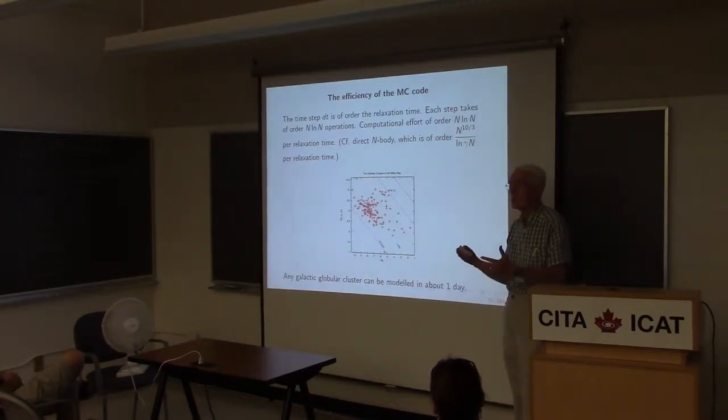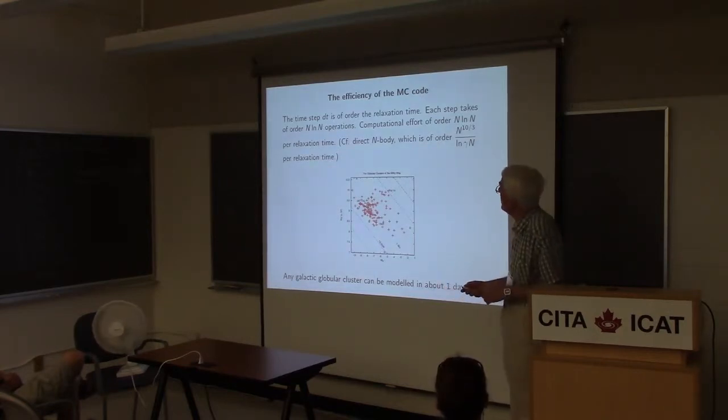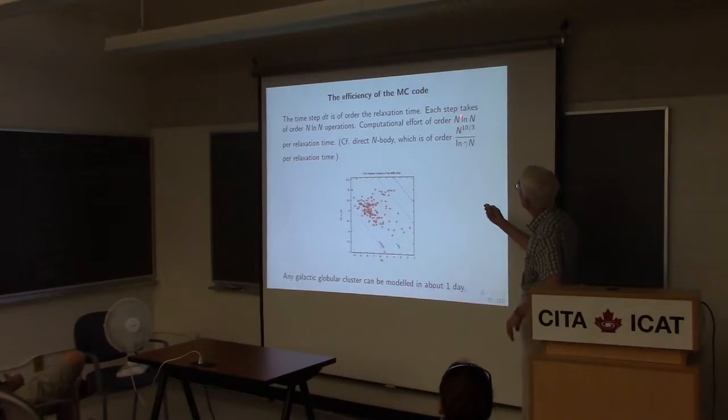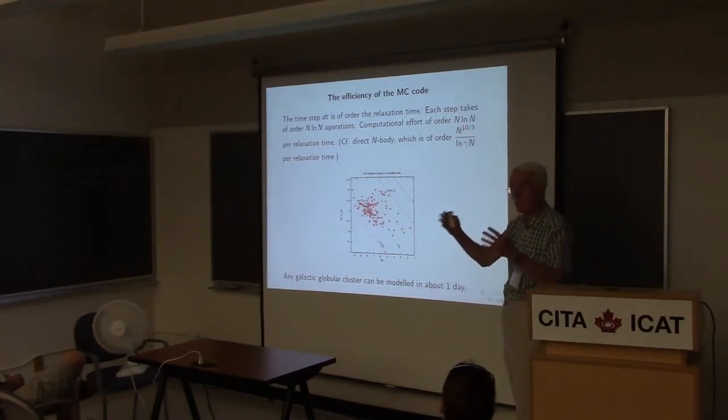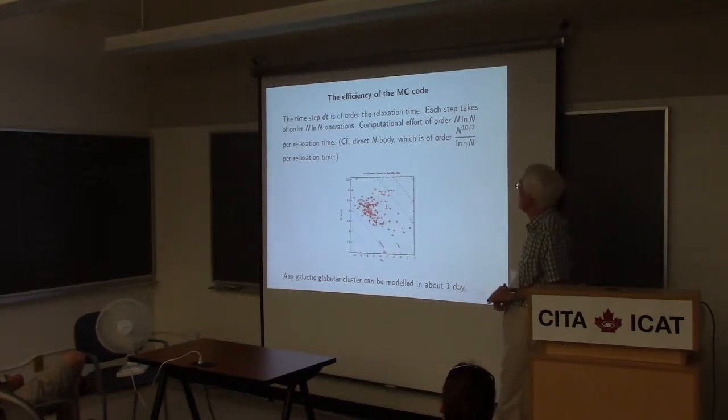I mean, it's not equal to the relaxation time, which might be 3 gigayears or something like that, but it may be a hundredth of that, and that's still very, very long compared to the time step that you'd have to take as an n-body integrator. And it means that the computational effort is actually of order n log n per relaxation time, n because you do have n stars to relax all the time, the log n because you have a certain amount of sorting to do each time step, just to compute the potential actually.